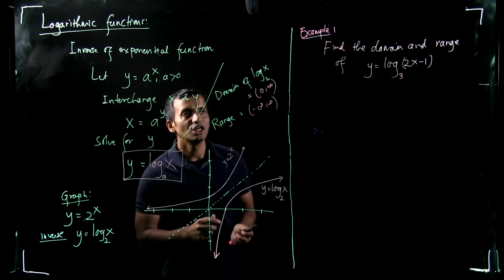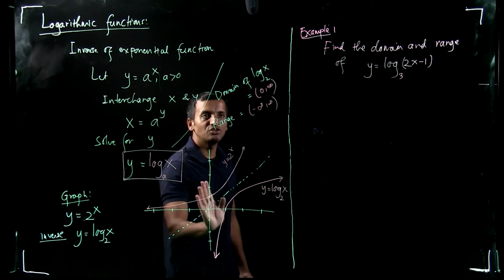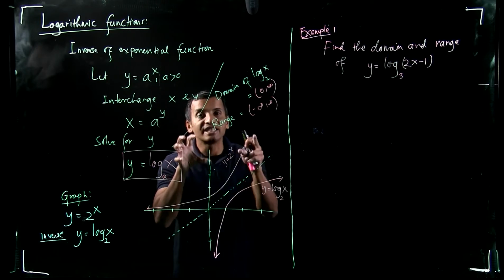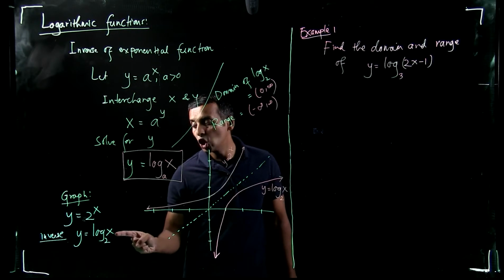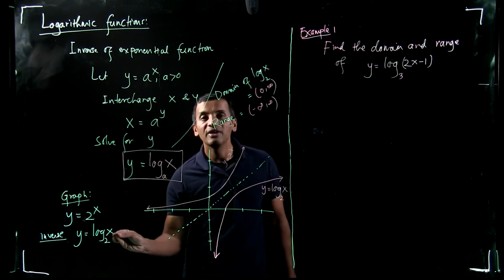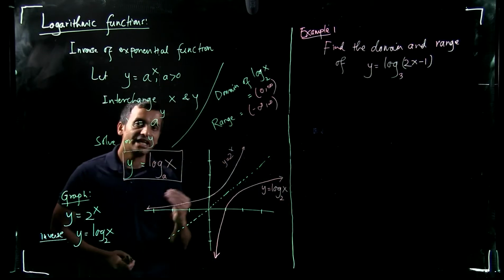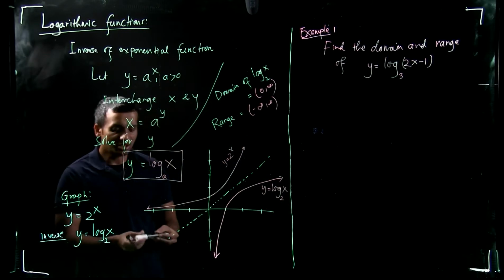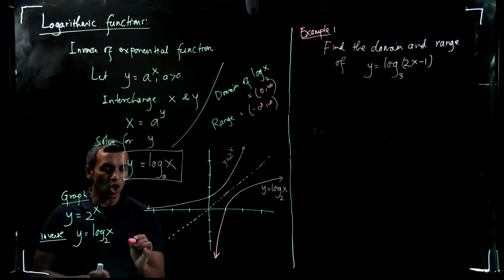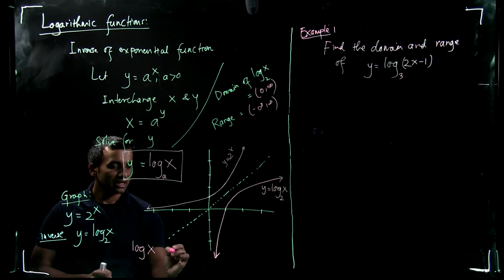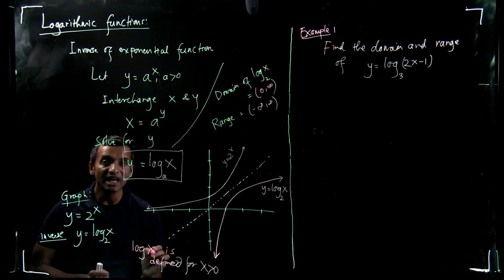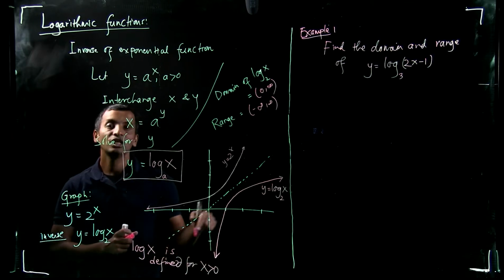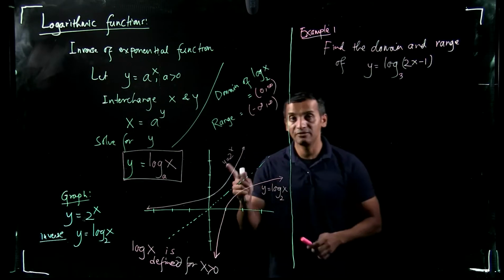Okay. Now you see that the domain of log x with base 2 is 0 to infinity, meaning that log is defined only for positive values of x. When x is negative or 0, log is not defined. So this is a very important thing, okay? So log x is defined for x greater than 0. If x is positive, then it is defined. Otherwise, the log is not defined. Okay, that is a very important thing.